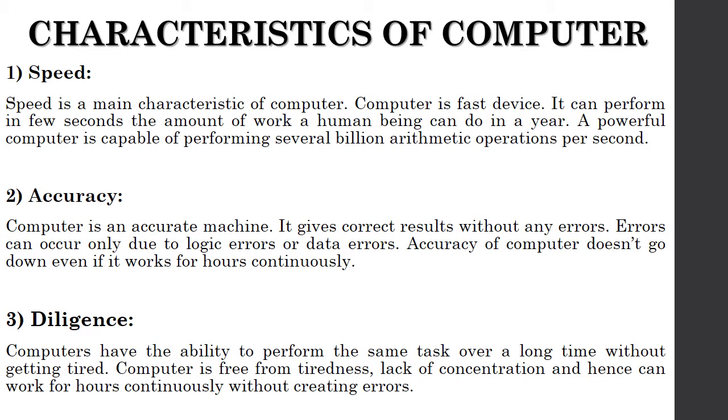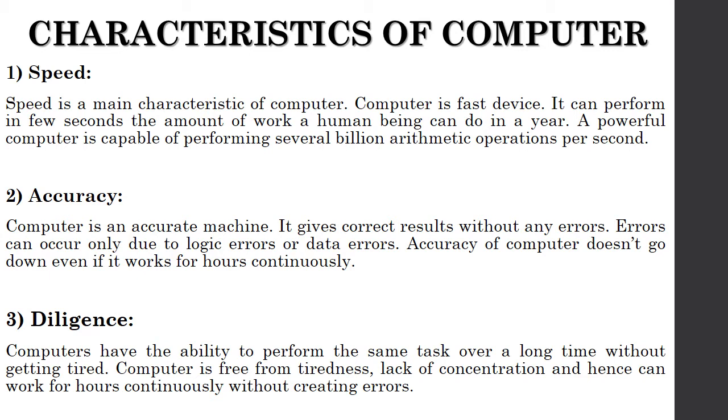The second one is accuracy. A computer is an accurate machine. Accurate means giving correct results without any errors. So it gives us correct results without any errors. Errors can occur only due to logic errors or data errors. Sometimes computers will give us errors, but it is due to logic errors or data errors. So these are the errors made by the users.